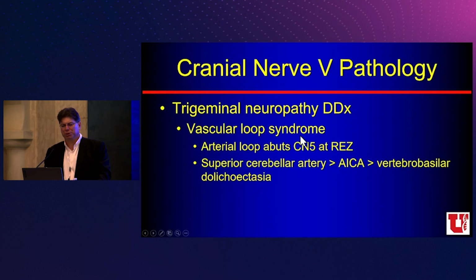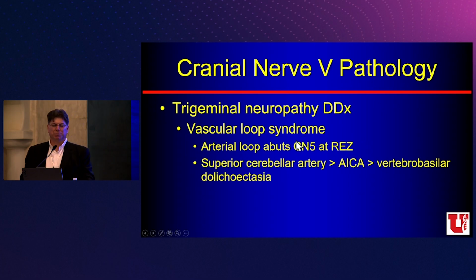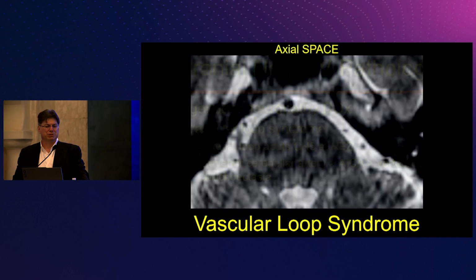Vascular loop syndrome we think about with neuropathy, but it can also happen with trigeminal neuralgia. And this is where we want a vessel significantly pushing or displacing on the cranial nerve right at the root entry zone where it comes in. We often have arteries and veins along the cisternal segment of cranial nerves, but if you have a vessel that's pushing right at the root entry zone and is displacing the nerve, then we think that's confirming a vascular loop syndrome in that case.